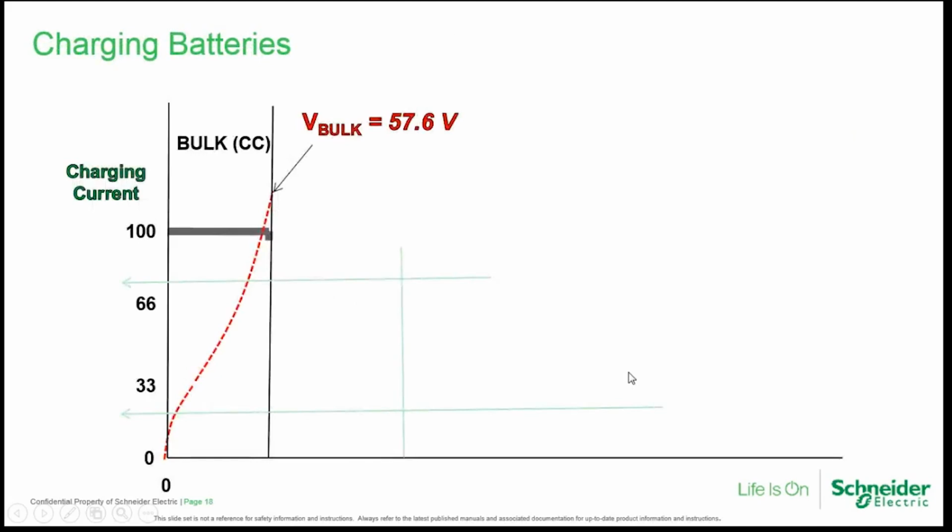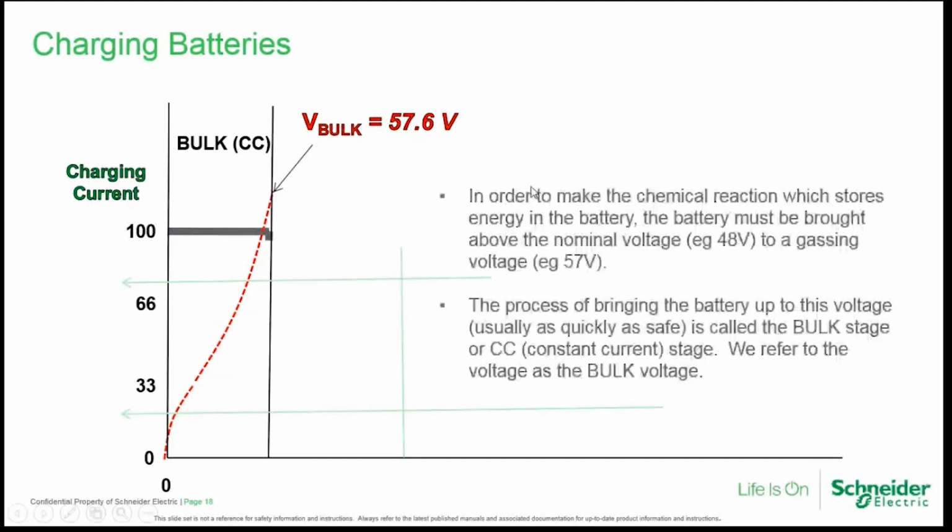Let's talk a bit about charging batteries. To get a battery to actually charge, you have to take it well above its nominal voltage. So if we had a 48 volt lead acid battery bank, we have to take it way above 48. We have to take it up to 57.6 volts. We call this the gassing voltage. We do this by putting in as much current as we're allowed, 100% of what we're allowed, and the battery manufacturer has to tell you this. And as we put in this constant current, the voltage rises up, and then we get there. We call this the bulk voltage. This stage is the bulk stage. In the lithium world, they call this the constant current stage.